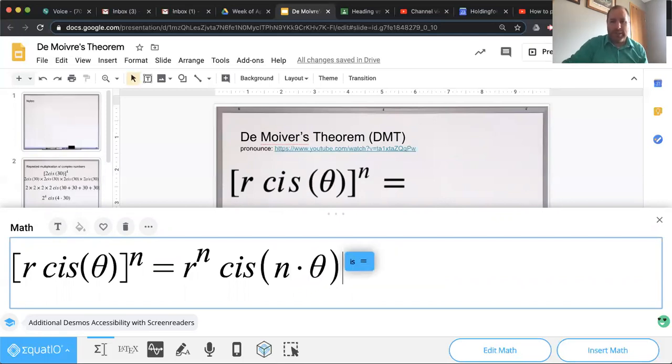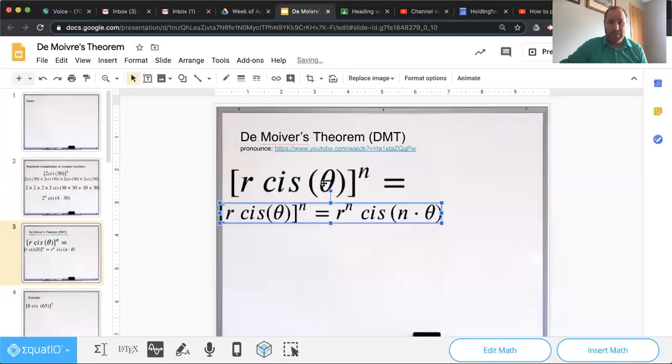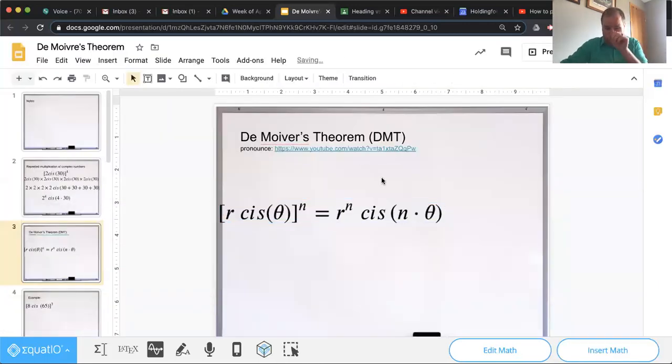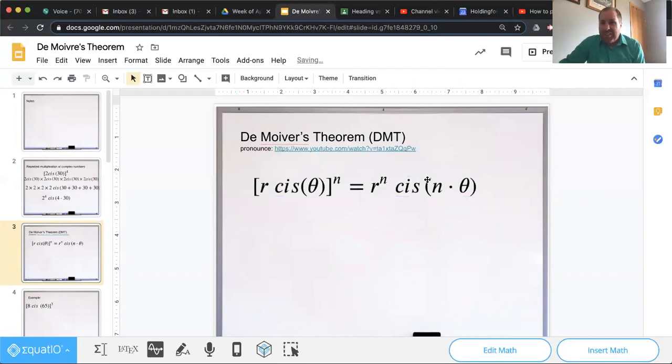And that is what that theorem is. That's all there is to it. Not too much more. Now there are some slight variations if we do fractional powers, which we'll go over in just a second. But other than that, that's the whole thing. There's nothing much more to it. So we'll do a couple examples on here just to show you what I mean.